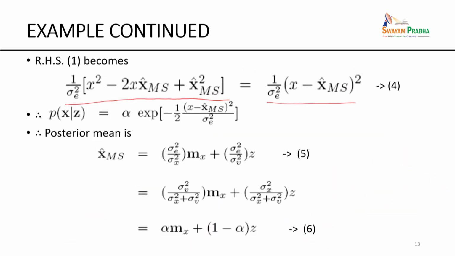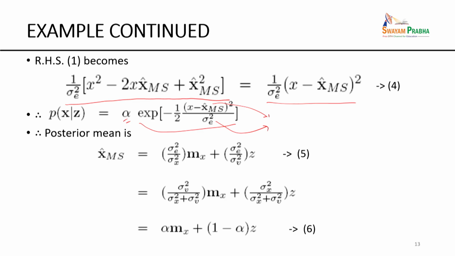So, the whole expression can now be expressed as alpha times another constant, which you can compute very easily. That is equal to exponential of minus 1/2 of (x minus x hat ms) divided by sigma square e, whole square. So this is the posterior density. If this is the posterior density, by definition, this is the posterior mean, and this is the posterior variance.